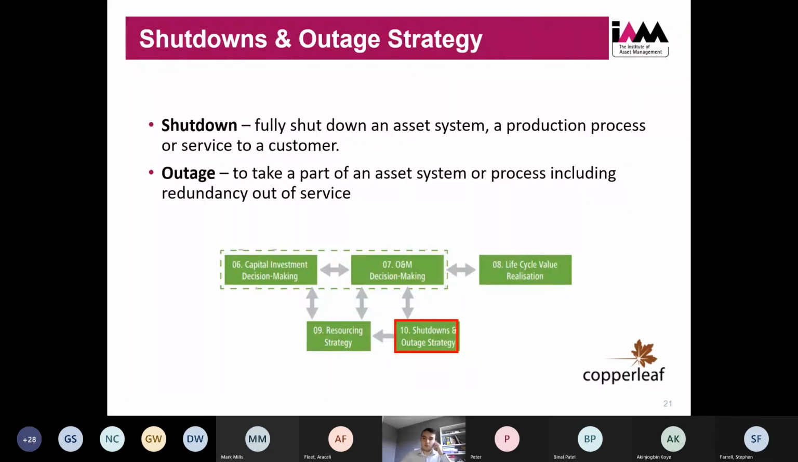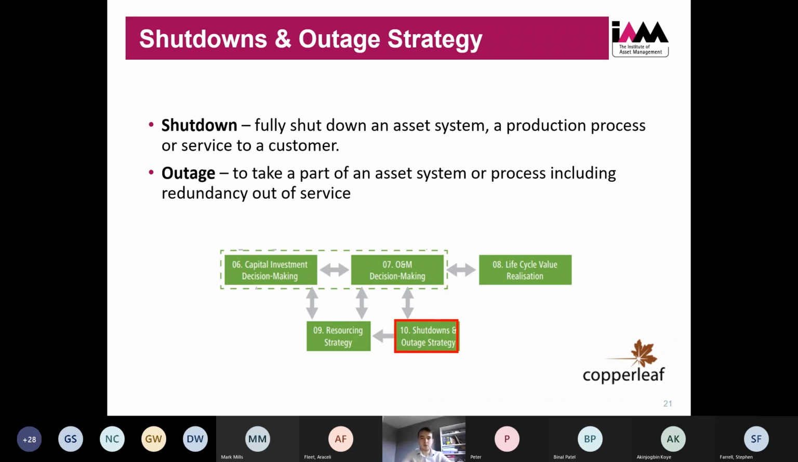The last of the five decision-making subjects is shutdowns and outage strategy. First, let's take a look at the definitions of what each of these words mean. A shutdown involves fully shutting down an asset system, a production process, or a service to a customer completely. An outage, on the other hand, involves taking only a part of an asset system or process out of service. Typically, these would have some level of redundancy built into them.